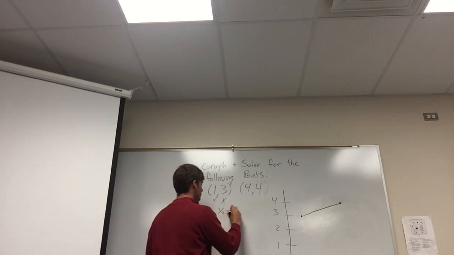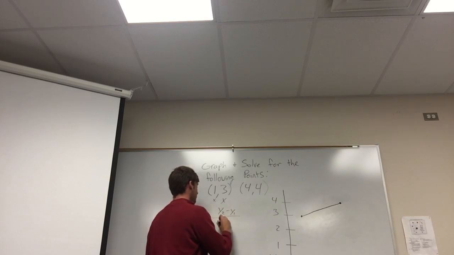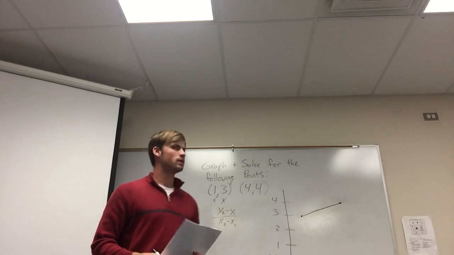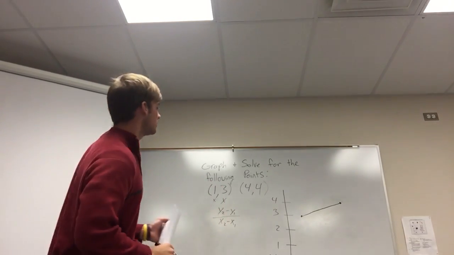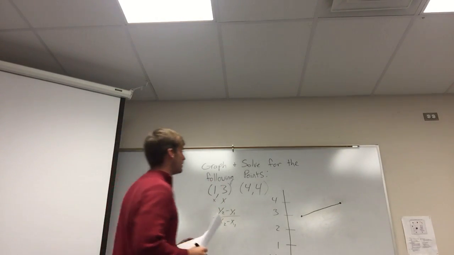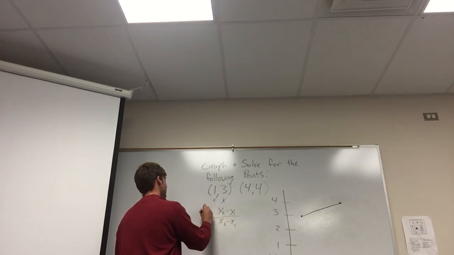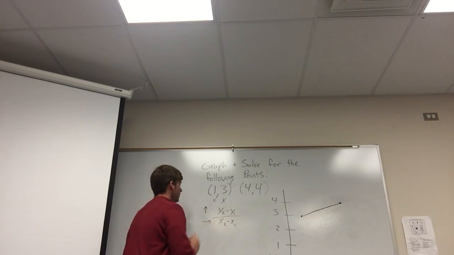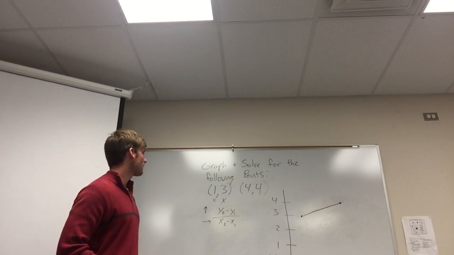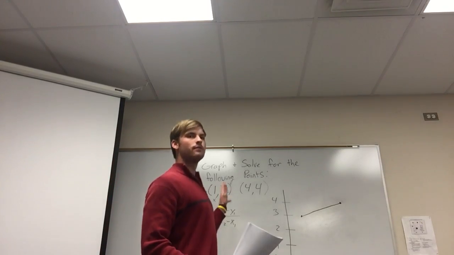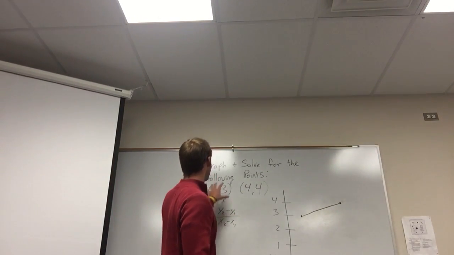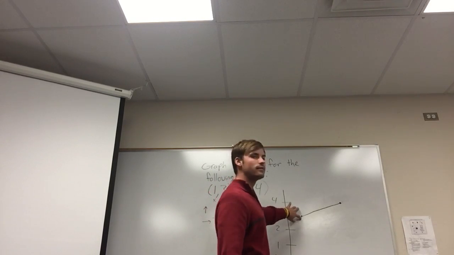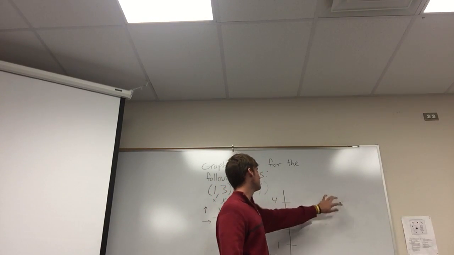We have y2 minus y1 over x2 minus x1. That's how we're going to find our slope. You can also remember it's rise over run. So we put some arrows for rise over run. Alright, and we always work left to right. So this equation right here is going to be our first equation. It's going to be our second equation.